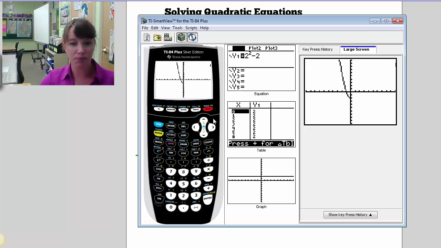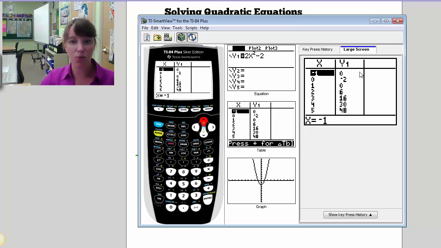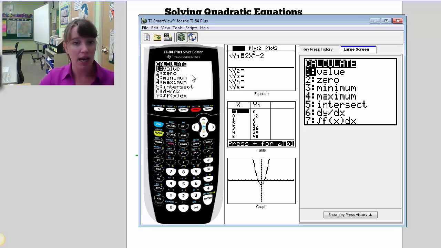Let's check it out. Okay, so I'm looking for the zeros. So it looks like it's at -1 and 1. I could always go to my table and make sure. So when the x is -1, the y is 0, and then when the x is 1, the y is also 0. So that's actually my solution set. If you wanted to use the calculator to calculate it, what you do is you'd go second trace, and instead of calculating the intersection, you will calculate what's called the zeros. So you choose option 2.